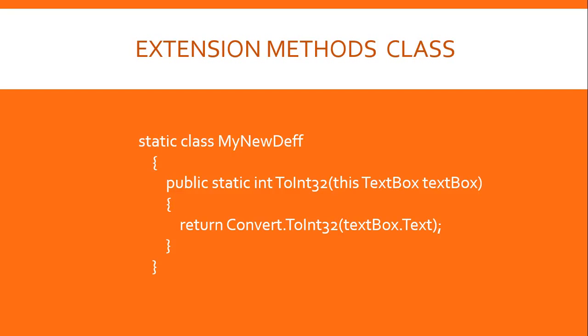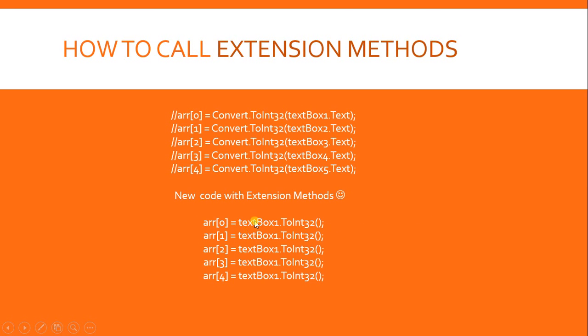Like I have created a static class, MyNewDefinition, and there is a method, public static int, named ToInt32, that contains a parameter with the this keyword, which is this TextBox, a text box object. So what we do is return the text box object's Text property after converting it into integer form. So my code would be, as per requirement, textbox1.ToInt32, and we can directly call the extension method.